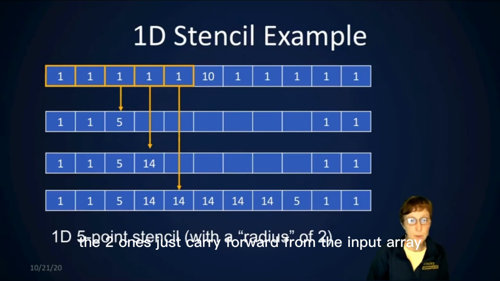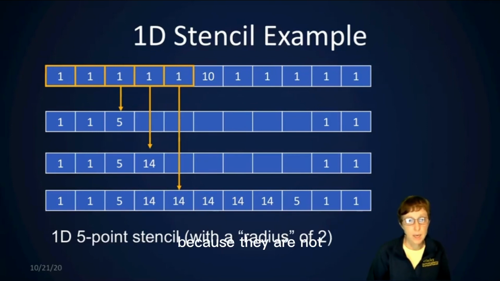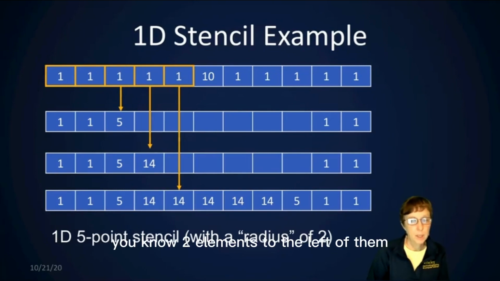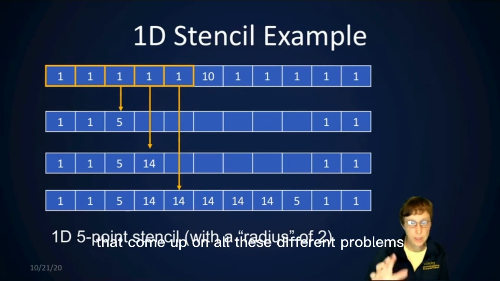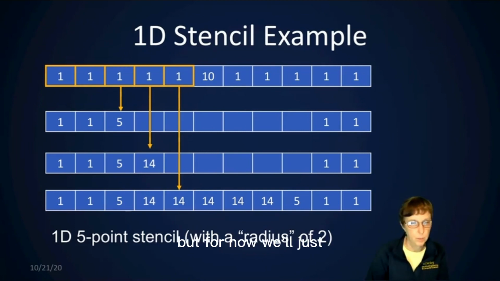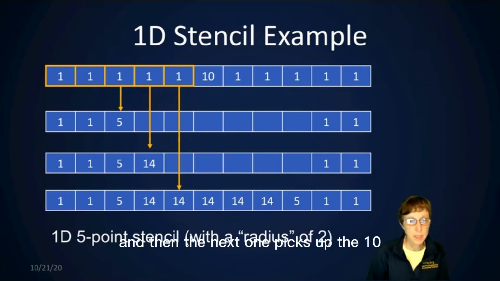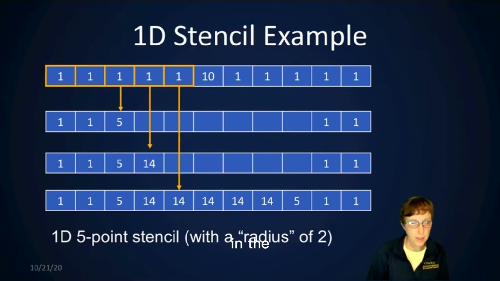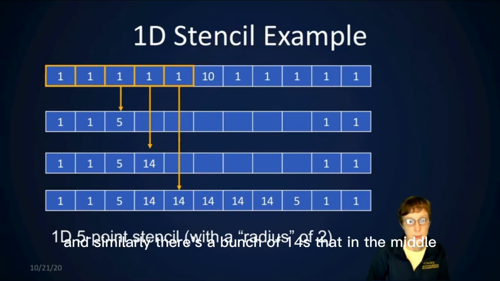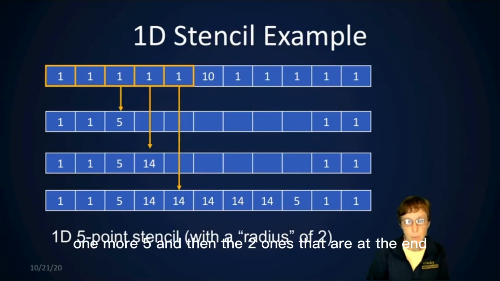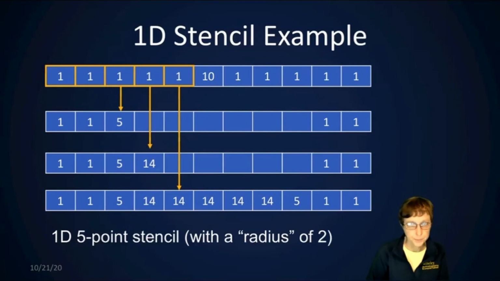The 2 ones just carry forward from the input array because we don't have 2 elements to the left of them. There are other ways that you can handle boundary conditions that come up on all these different problems, but for now we'll just look at it that way, and we'll leave those as the output. And then the next one picks up the 10, and so the output value in that fourth spot, index 3, is 14, and similarly there's a bunch of 14s in the middle as you go through it, 1 more 5, and then the 2 ones at the end.